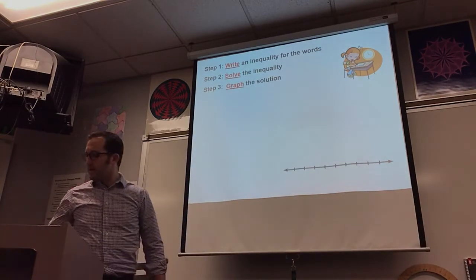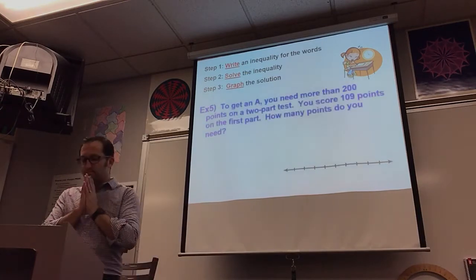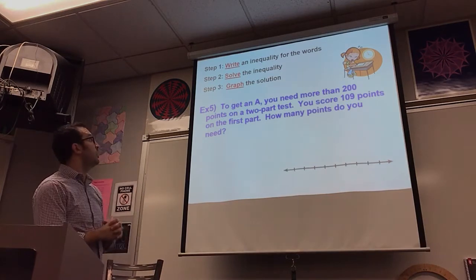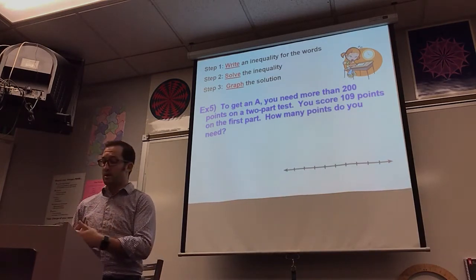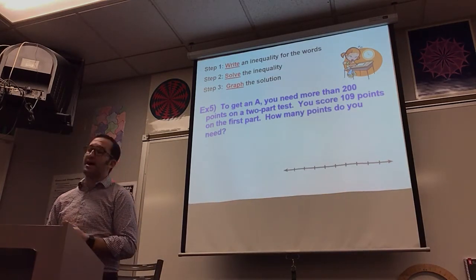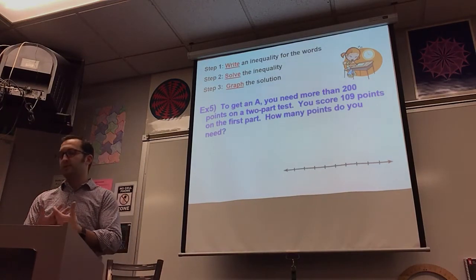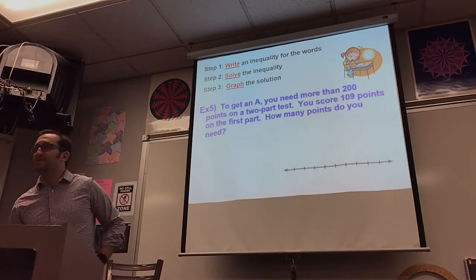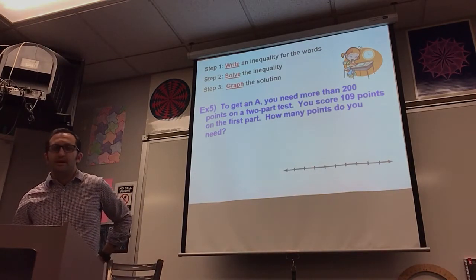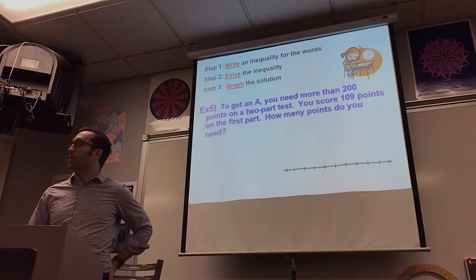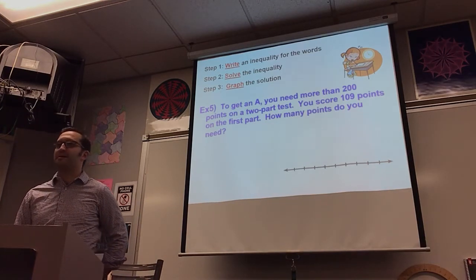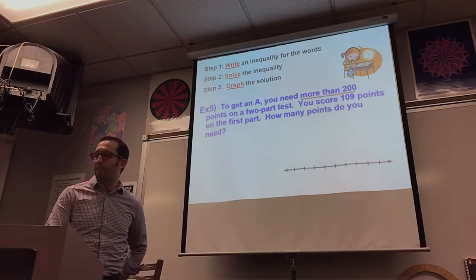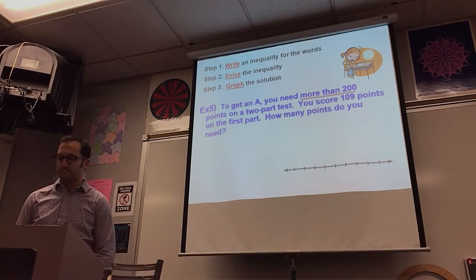Anyway, all right. So here we go. To get an A, you need more than 200 points on a 2-part test. You score 109 points on the first part. How many points do you need? Now, I understand that you guys know how to do this, right? Without writing an inequality. However, you need to write an inequality. Keywords. More than. Okay?